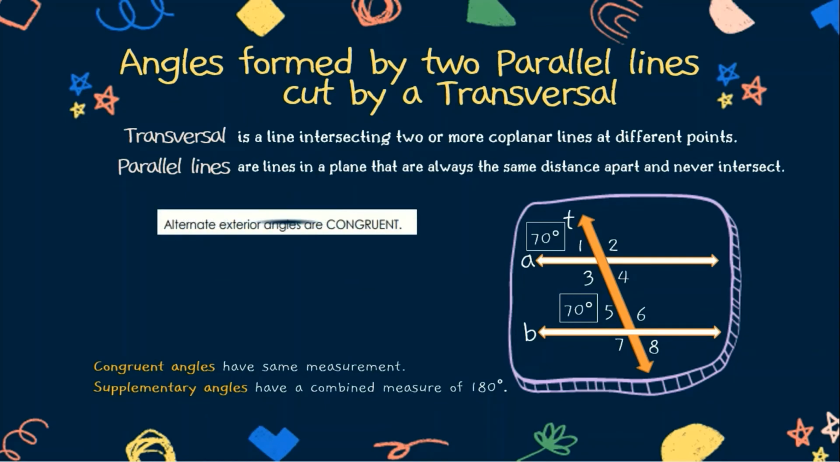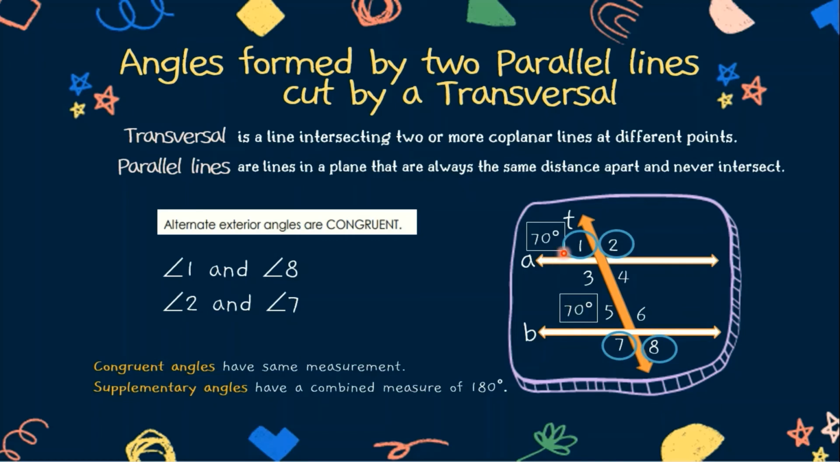Another statement, alternate exterior angles are congruent. In this illustration, ang ating alternate exterior angles ay angle 1 and 8. And we also have another pair, angle 2 and angle 7. We have 2 pairs of alternate exterior angles.